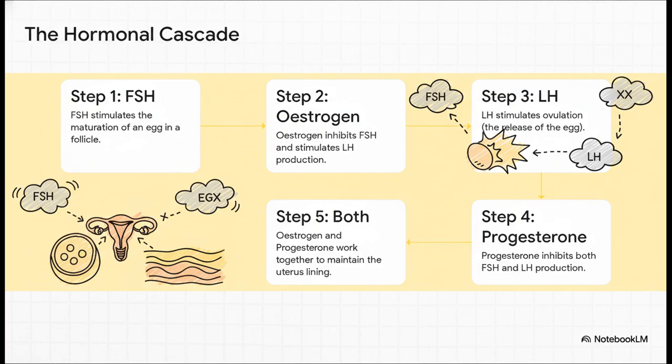Here's the 5-part story. 1. FSH kicks things off, stimulating the egg to mature. 2. Estrogen steps in and it does 2 things. It inhibits FSH, but it stimulates LH. 3. LH is the big trigger for ovulation, the release of the egg. 4. Progesterone then takes charge, inhibiting both FSH and LH. And finally, 5. Estrogen and progesterone team up to maintain the uterus lining. Each of those steps is 1 mark.